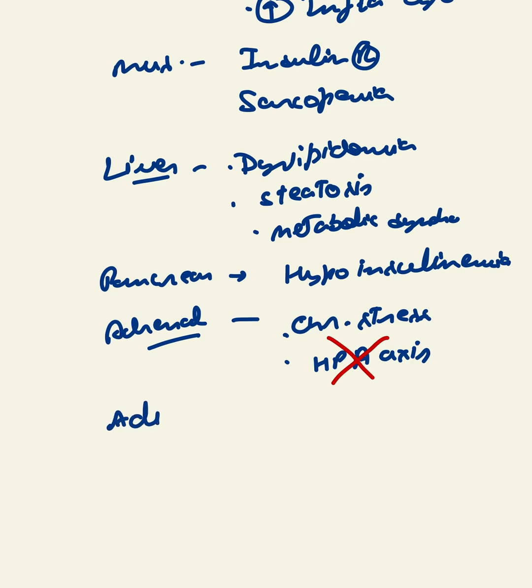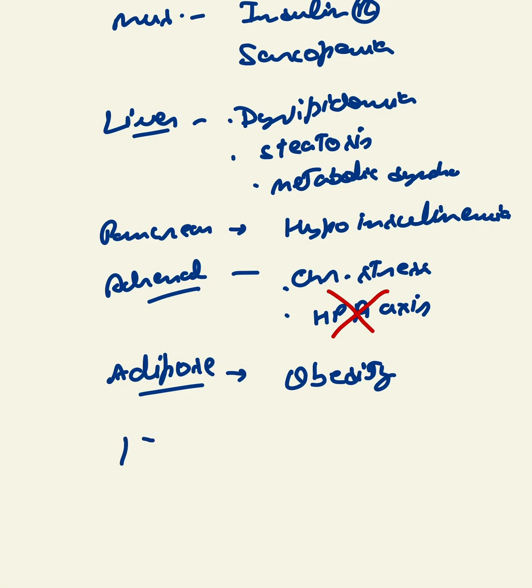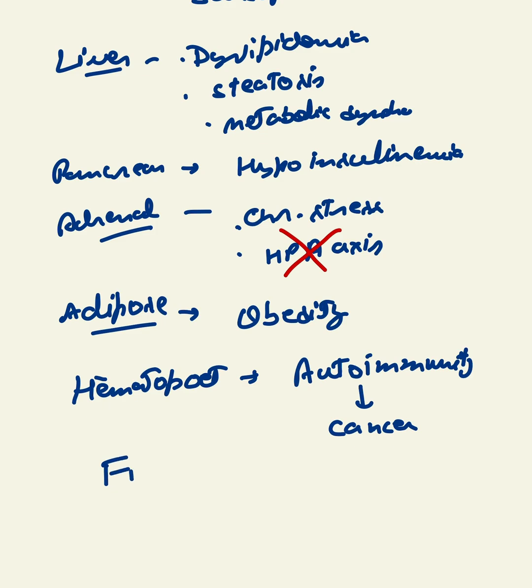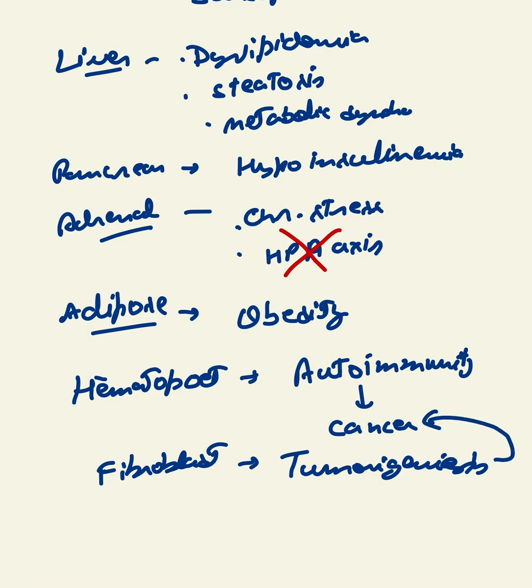Now, in the adipose tissue, there is accumulation of fat which is leading to obesity, right? If we talk about the hematopoietic system, what happens? Autoimmunity can occur. The patient can have various kinds of diseases. The autoimmune diseases can ultimately lead to cancer, right? Fibroblasts can lead to tumorigenesis, which can lead to cancer.